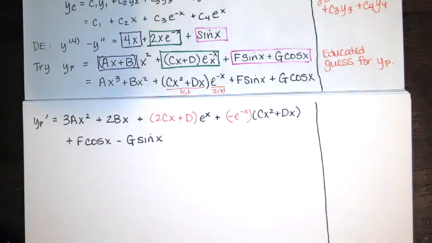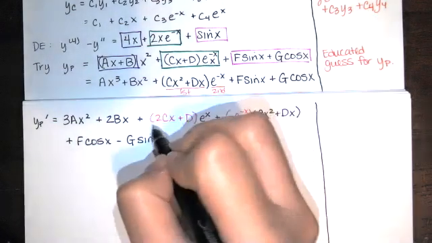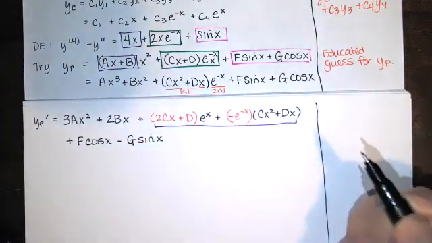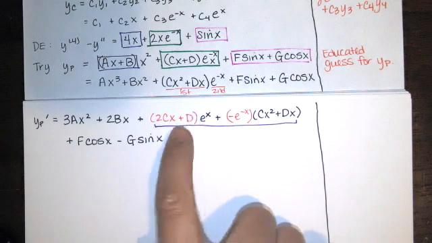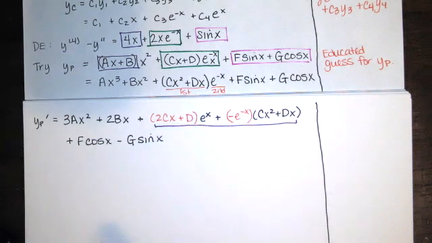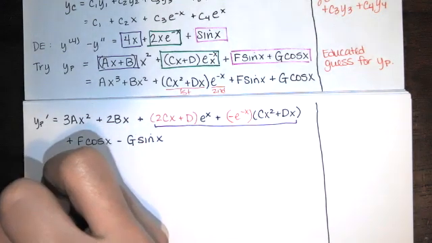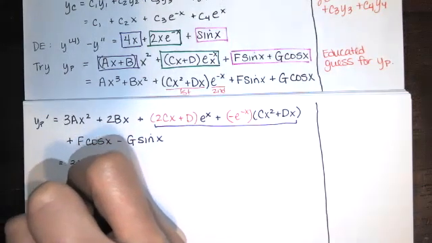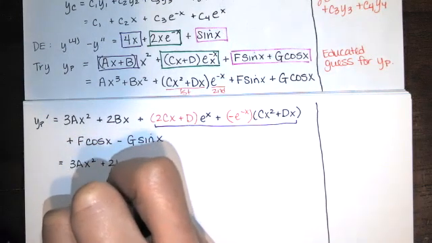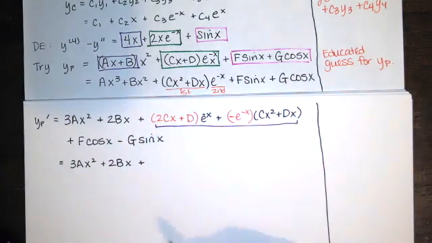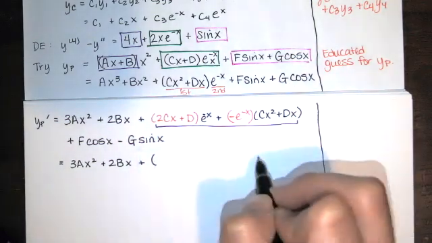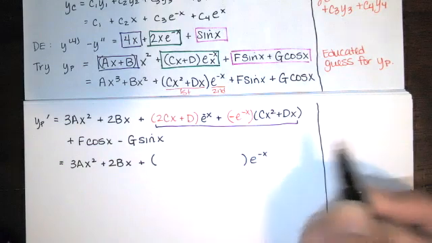Okay, now these two terms here, it's helpful to combine them. That way we don't have to do the product rule for this and this, we'll just have to do the product rule once if we combine them. So y sub p prime is 3a squared plus 2bx, and there should be a negative there, plus e to the negative x times something.